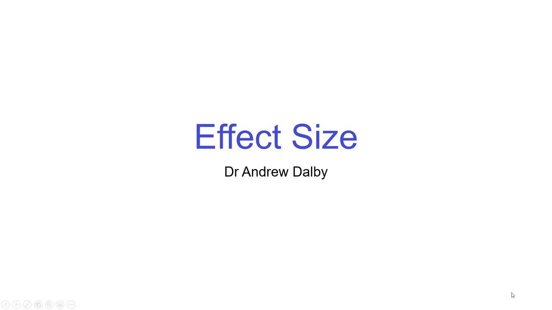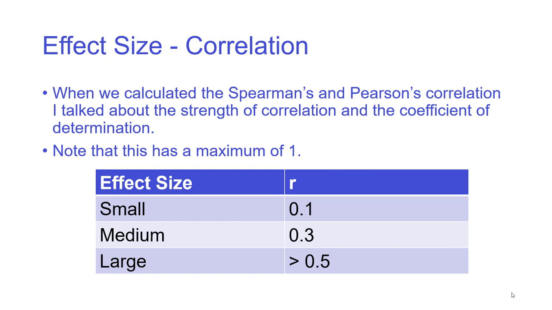Another concept that we need to think about is effect size. We've already looked at some aspects of effect size through correlation. So the Spearman's and Pearson's correlations are examples of effects. Where you have a small correlation, then it's 0.1, that's a small effect size. If the correlation is 0.3, then it's a medium effect size. If it's greater than 0.5, it's a large effect size. The maximum is 1, where the two things are completely deterministic of each other.